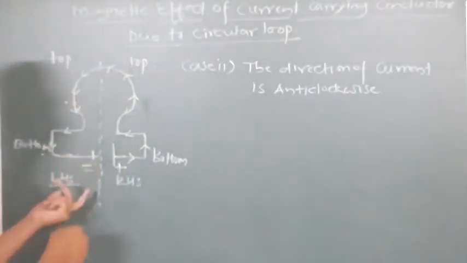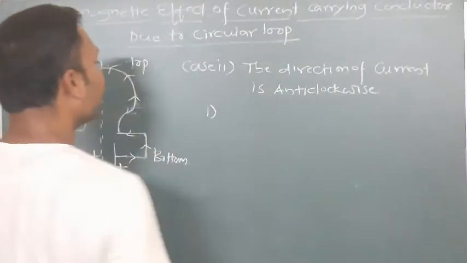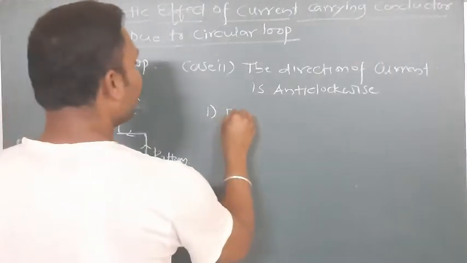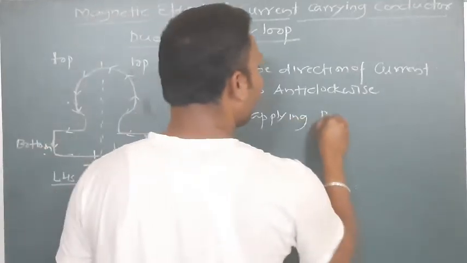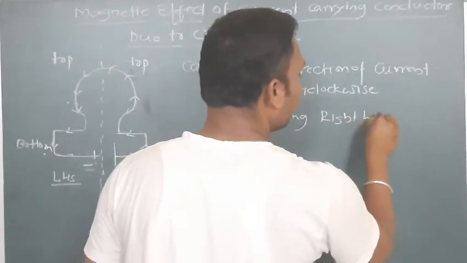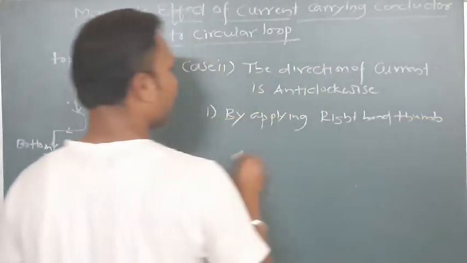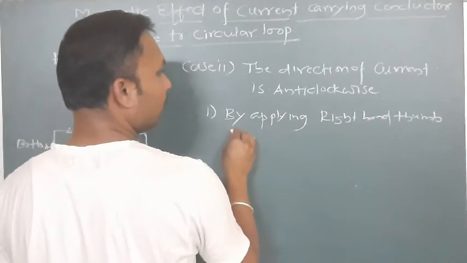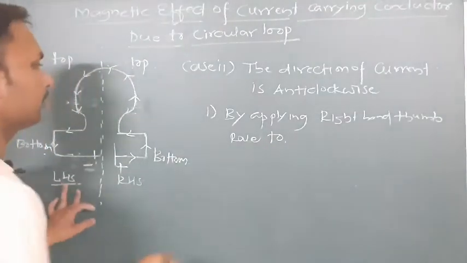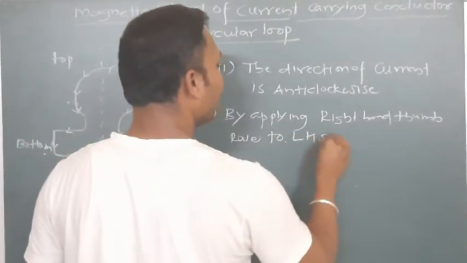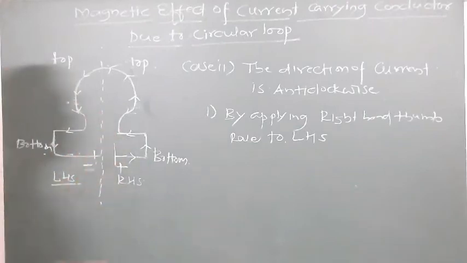Let's take again similarly the LHS part. Okay, once you have taken the LHS part, first point, I'll write: by applying right hand thumb rule to LHS side, okay. Once we apply the right hand thumb rule to LHS side, what will happen?